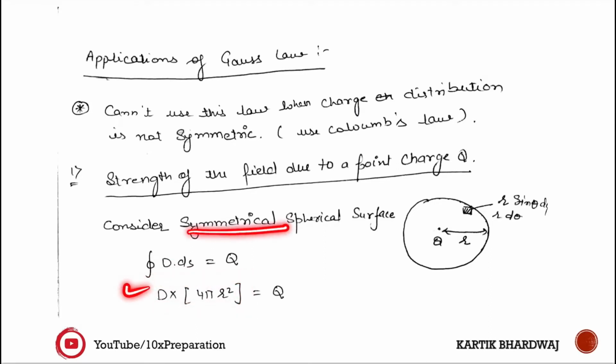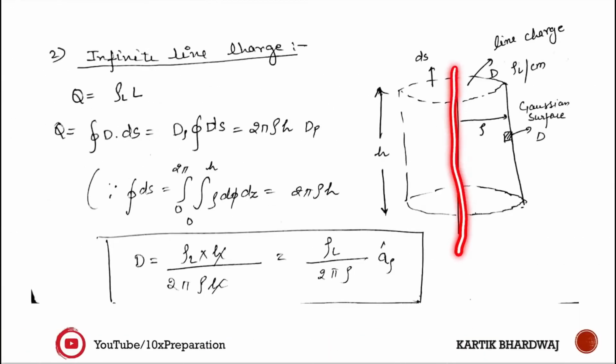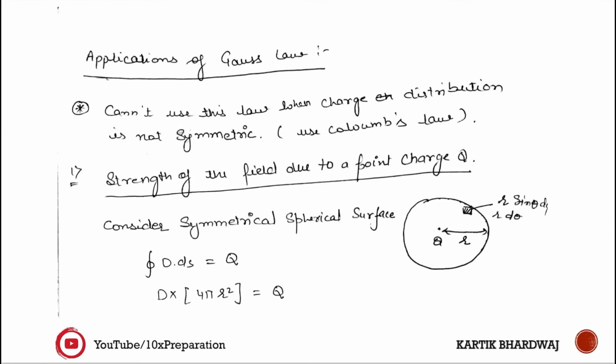Got it? Why is a symmetrical surface considered? So that the charge distribution is symmetric. For example, a point charge is symmetrical, and another example is a line charge, where a symmetric charge distribution is there. The second step is to determine the Gaussian surface around this symmetric distribution.